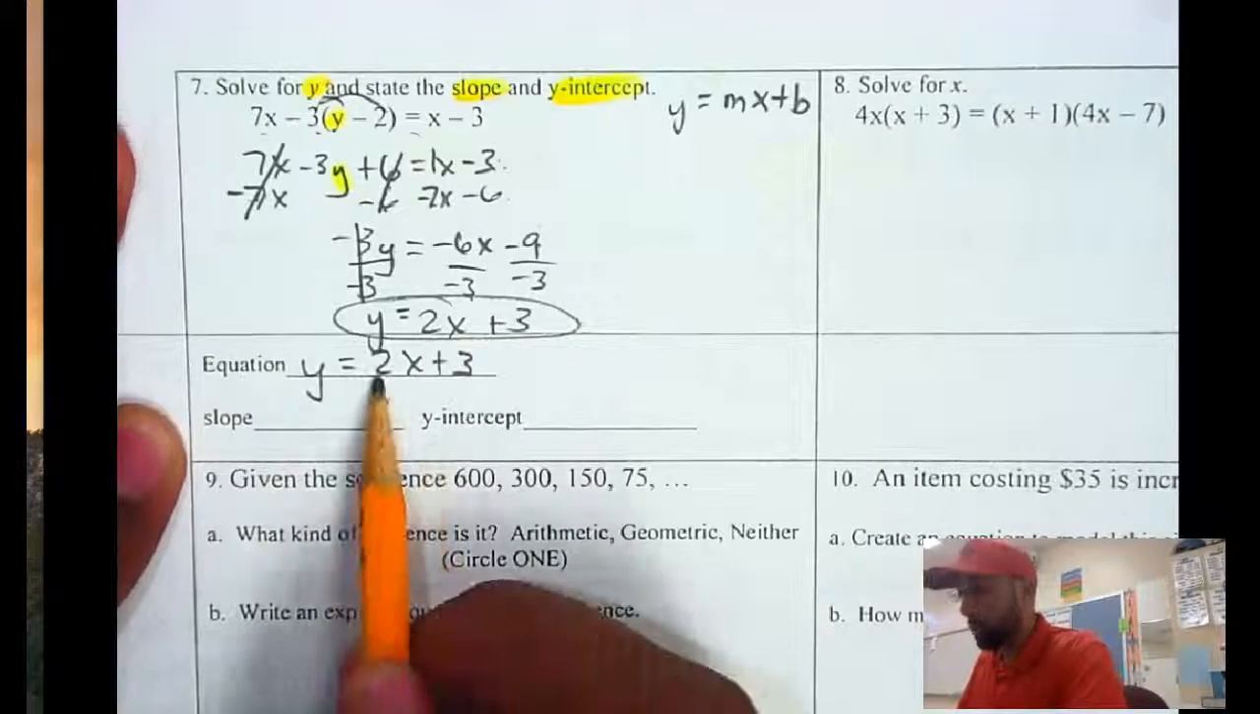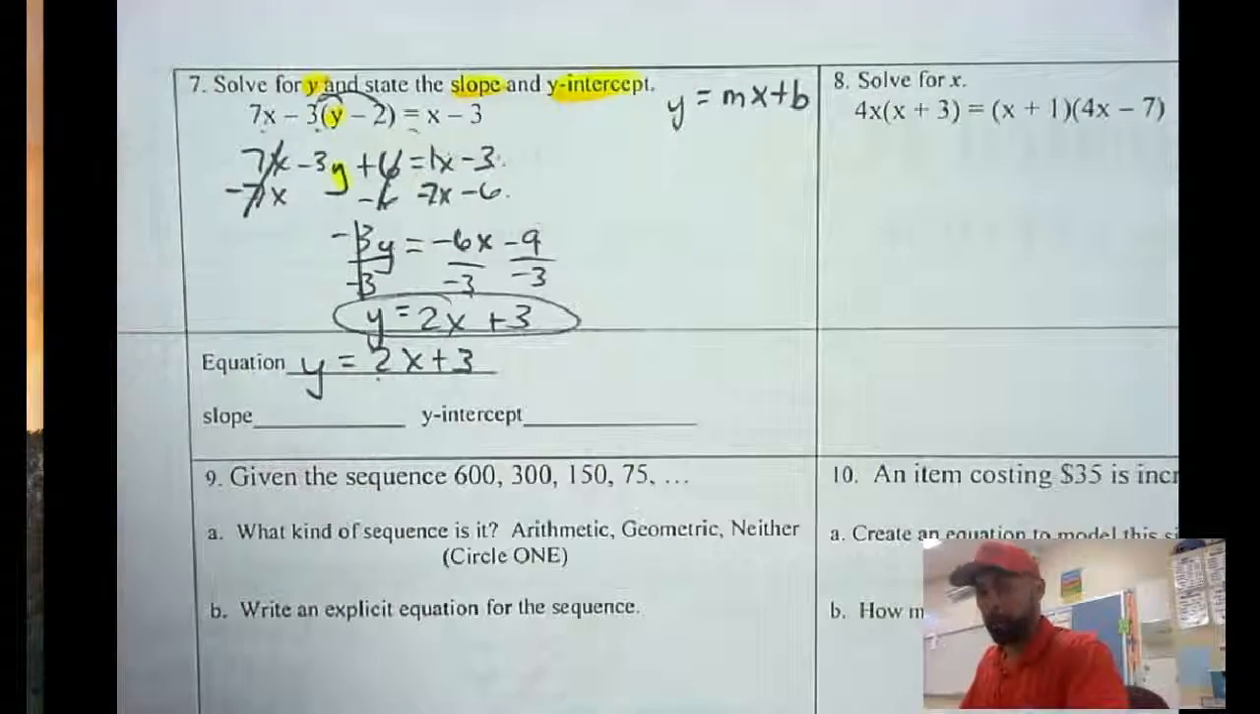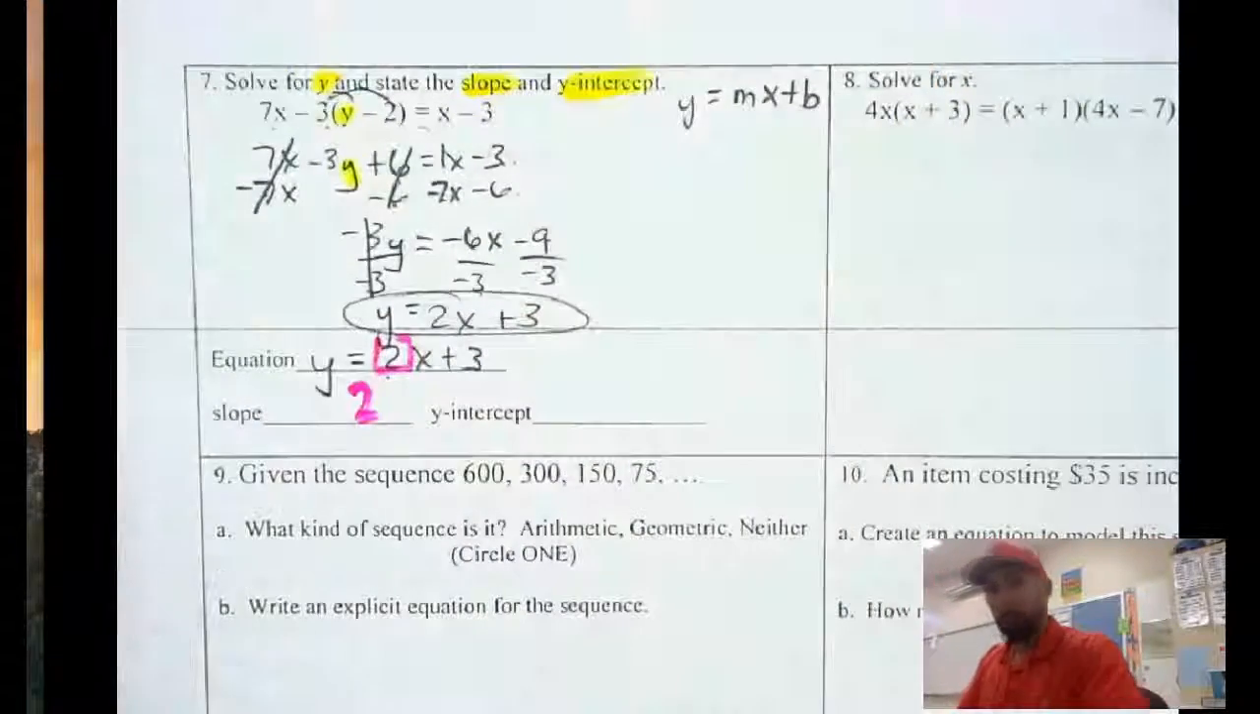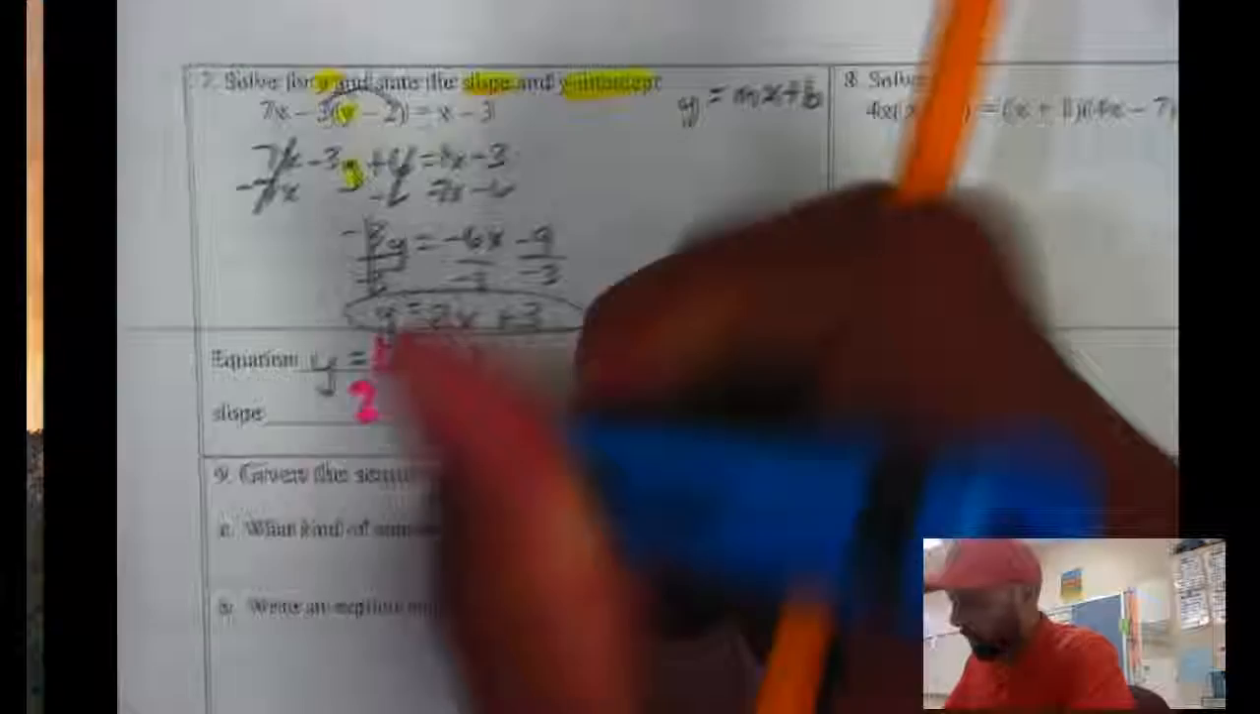The slope, again, is the first number, right next to x. There's your slope. Okay, and then your y-intercept is the last number.